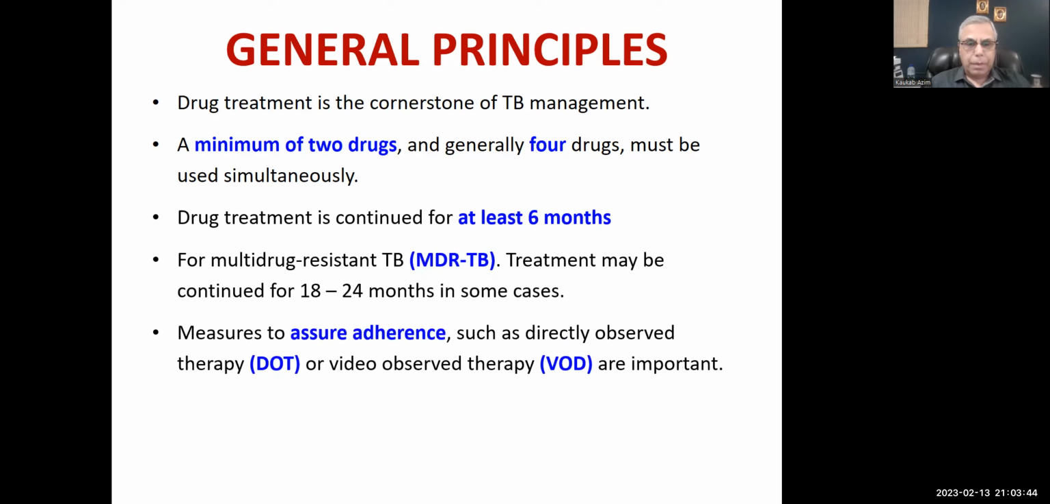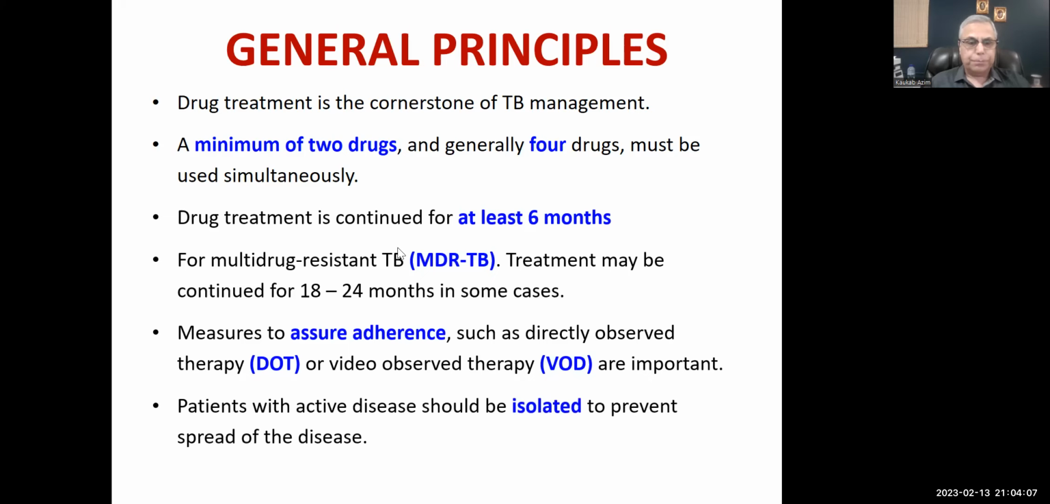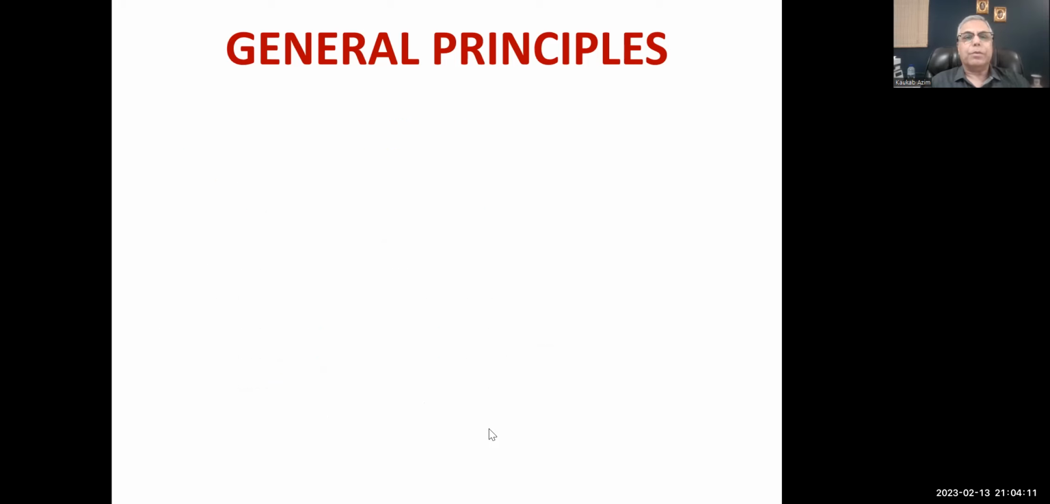Measures to assure adherence, such as directly observed therapy or video observed therapy, which is not difficult these days. So what we want to see is that the patient is actually taking the drugs. He puts the drug in his mouth and takes it with water or whatever. We must observe that. Patients with active disease should be isolated to prevent spread. Okay, that we have already said in the previous slide.